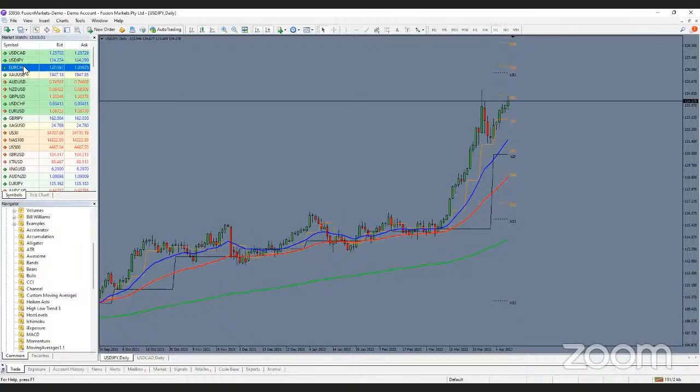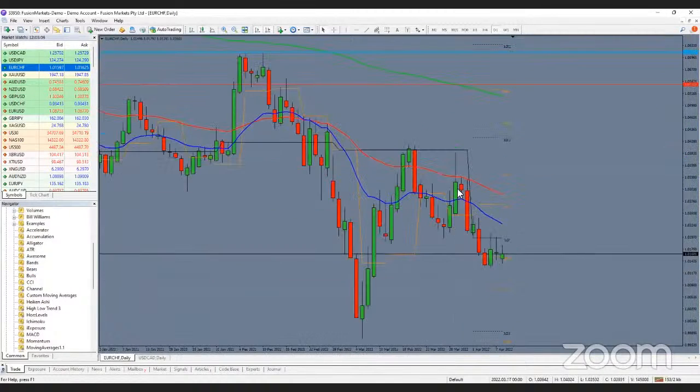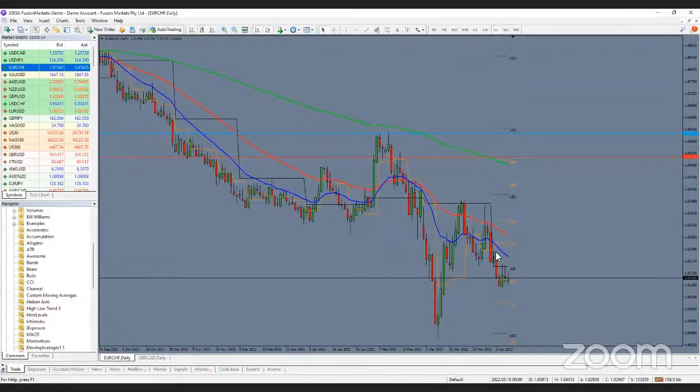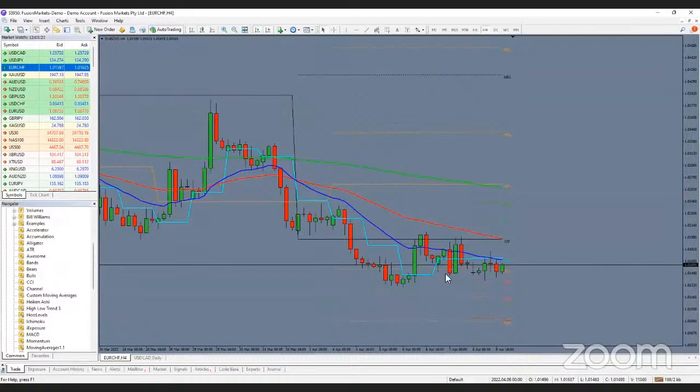Euro Swiss is something that I'm also looking at, simply because price is cycling to the downside. I've got lower highs, lower lows, and of course we're close to the monthly pivot here. So I'm bearish on Euro Swiss on the daily time frame and on the intraday time frames if this kind of level of support that's been forming over the last couple of days breaks.